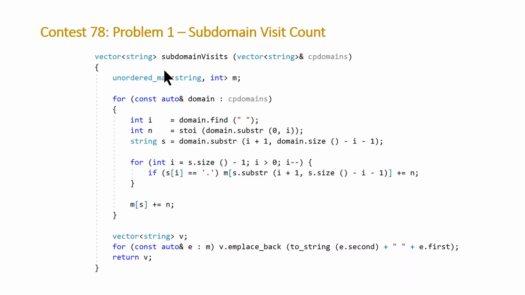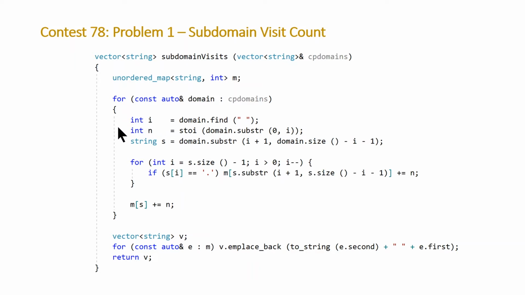So here we have a function subdomainVisits that takes a vector of strings as a parameter, our CP domains, and then returns a vector of strings, which will be the count paired domains for all of the explicit domains and parent domains. At the top here, we are going to declare a hash map, an unordered map, where the key is a string and the value is an integer, and we'll call this M. And then we're going to loop through each of our domains in CP domains.